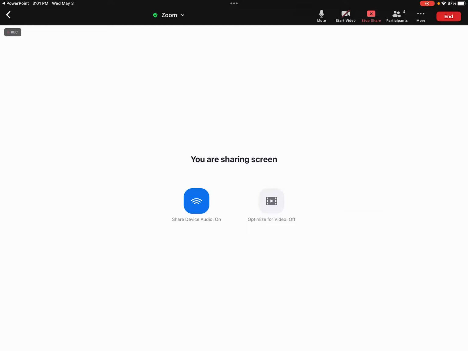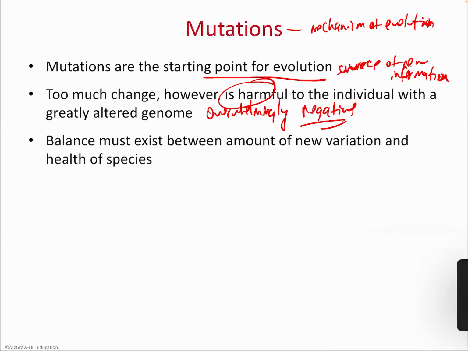So CRISPR is also an engineered sort of thing. We're not creating mutation. We're actually creating the normal. We're replacing the mutation with the normal. So it's a little bit different that way. None of that, but we're talking about mutation.